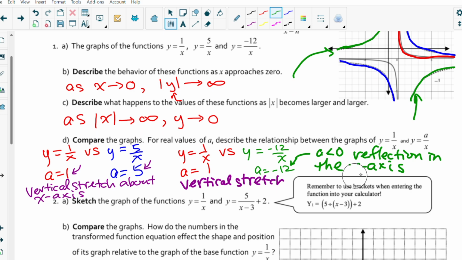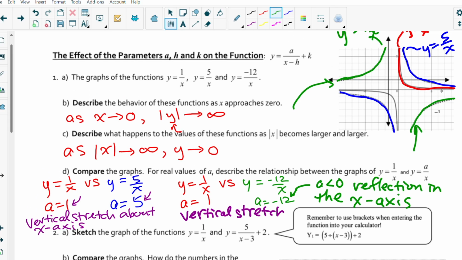reflection in the y-axis, sorry. Oh no, that is correct, yes. Sorry about that. Reflection in the x-axis, that's the a value, right? So you see where the red and the blue used to be, it's flipped down into quadrant 4. Okay, there's that.